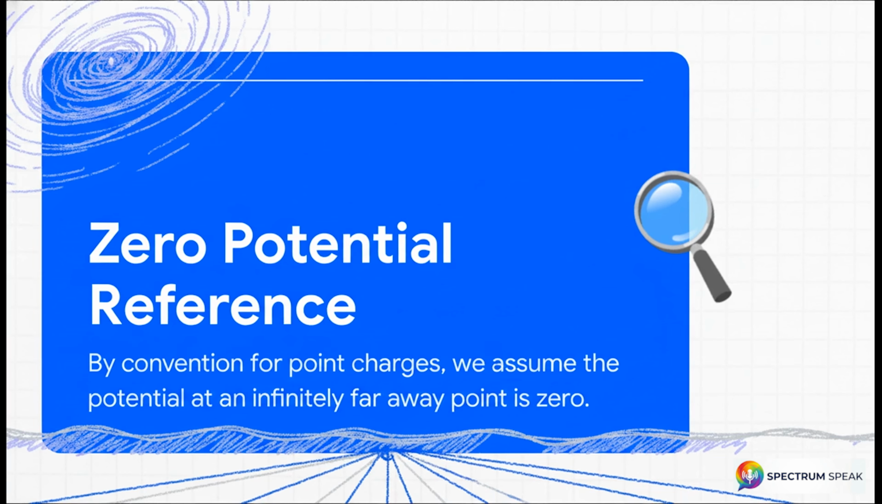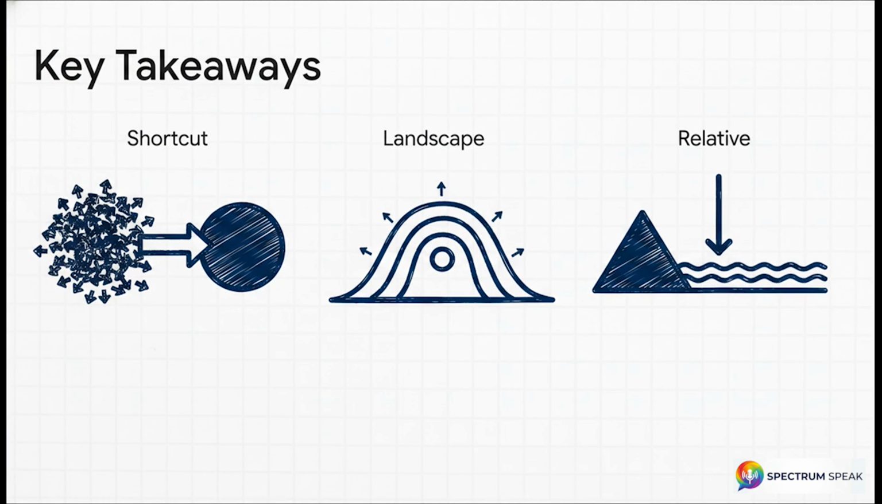our calculations. Okay, let's do a super quick recap of the 3 big ideas you need to remember. First, potential is your scalar shortcut. It's the simple way to describe the physics with one number instead of a complicated vector. Second, the landscape analogy is your best friend. Potential is just the elevation, and the E field, that's just the steepness of the hill. And third, and this is crucial, potential is relative. It's always measured from a 0 point that we choose, and for point charges, we almost always choose infinity.